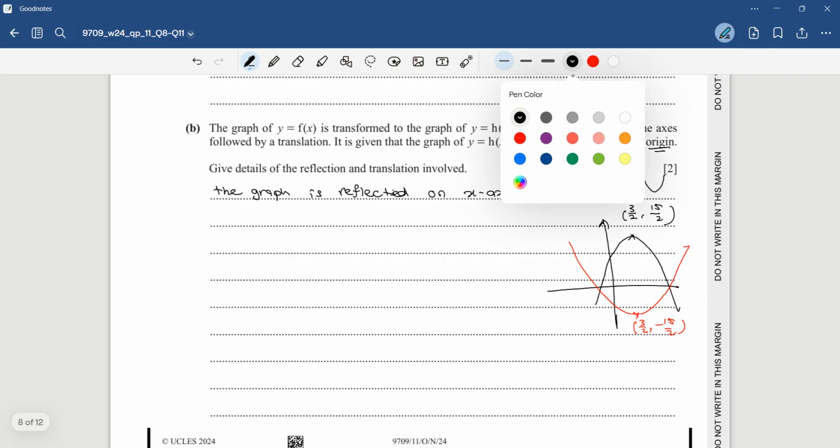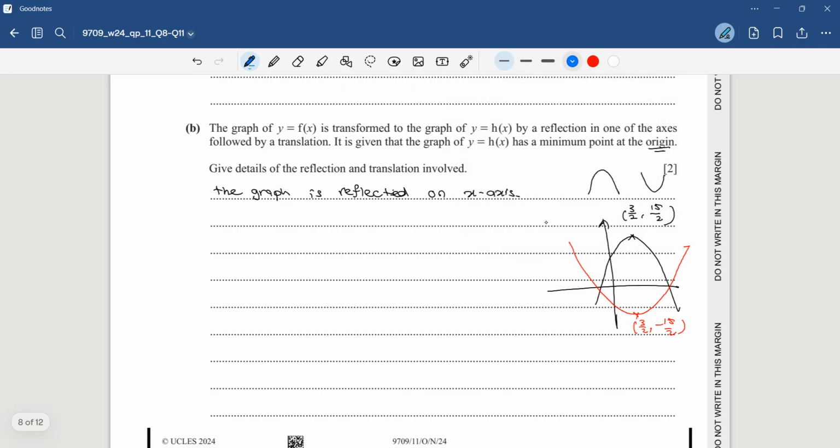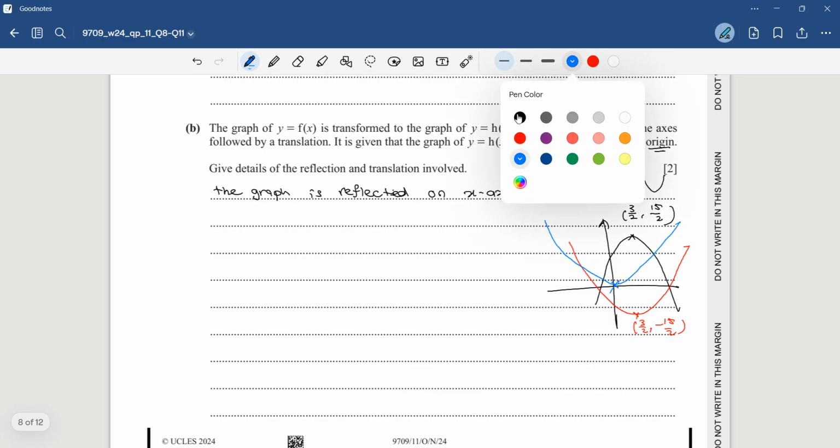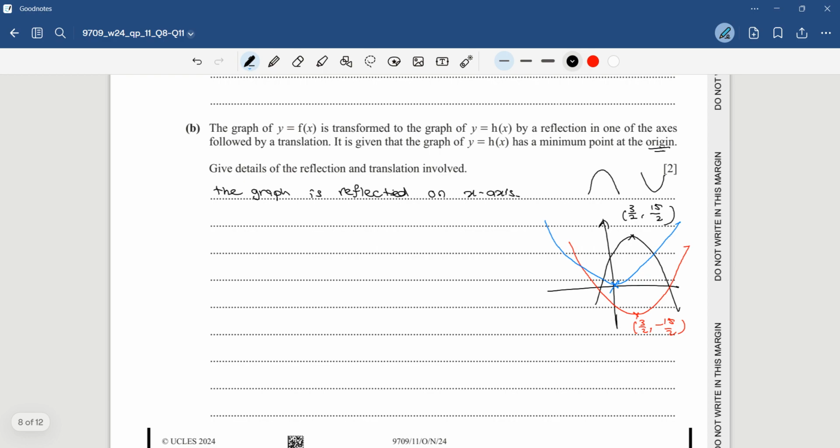So now my graph after reflection is something like this. The turning point is here. This is the turning point. So it means it moved 3 over 2 units to the left and 15 over 2 units up. So translated, x will be negative 3 over 2 and y will be 15 over 2. Okay, so it moves 3 over 2 units to the left and 15 over 2 units up.